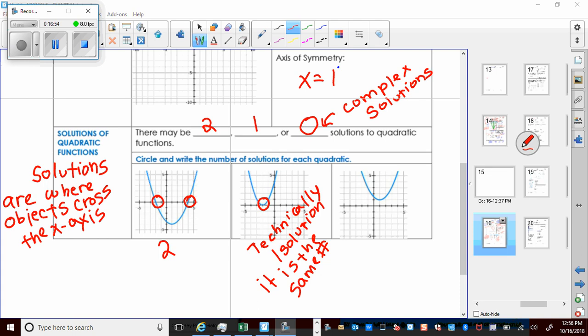Technically, one solution is the same number. Now, how many solutions here? 0. Or complex solutions. The solutions are complex.